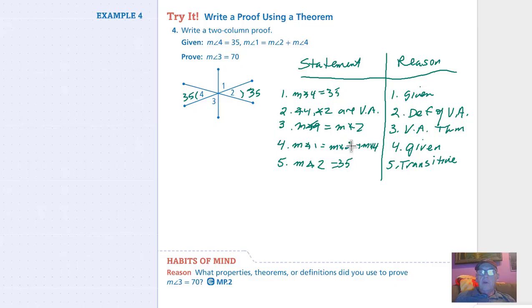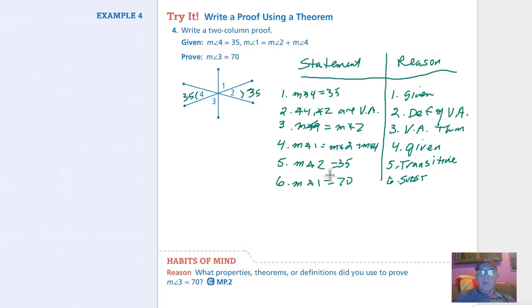So we've got 2 and 4 together makes angle 1. So in step 6, the measure of angle 1 equals 70. And that's really substituting. Well, I really did 2 steps there. I substituted and simplified. I substituted 35 in for 2. I substituted 35 in for 4. Both of those together add up to be 70, leaves angle 1 equal to 70. So I'm going to call it substitution.